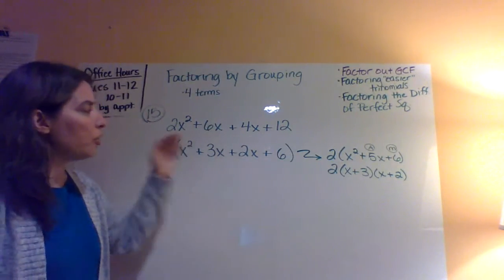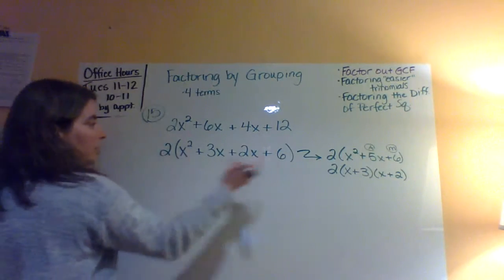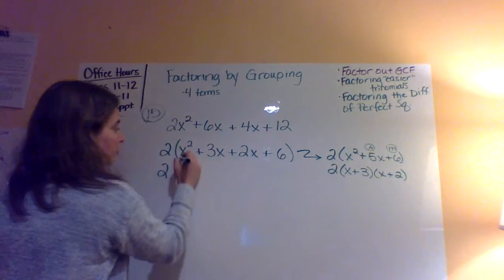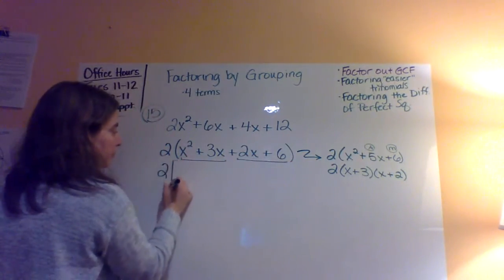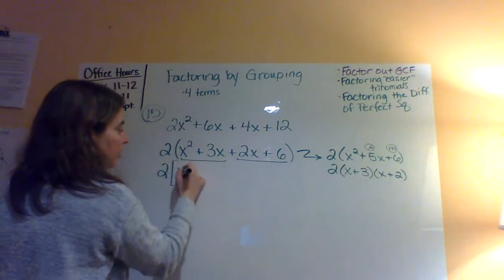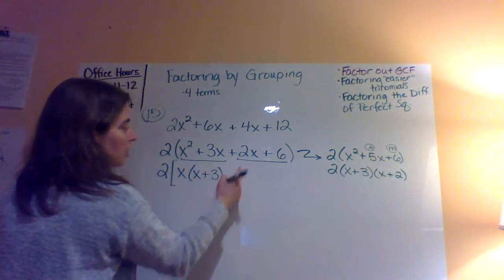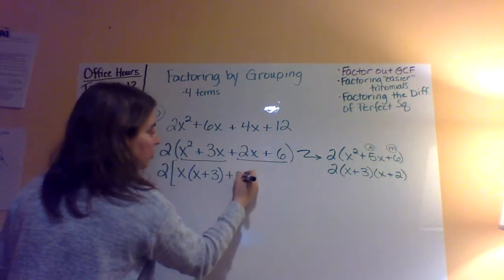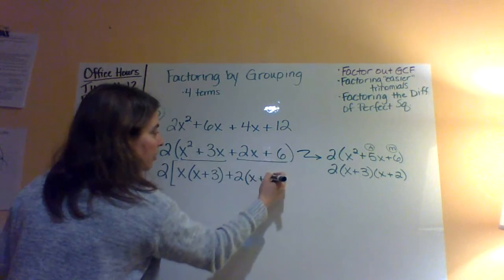But I can also keep going with factoring by grouping. That's fine too. So let's pretend we didn't notice that you could do that. I'm going to factor by grouping, 2 at a time. x comes out of these two, x plus 3. 2 comes out of these two. When I divide out the 2, I have x plus 3.